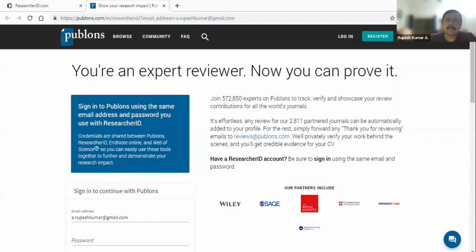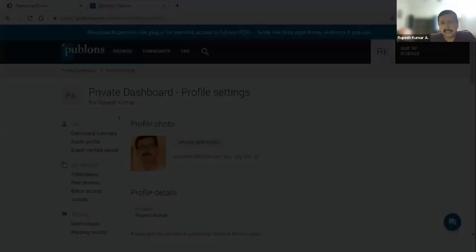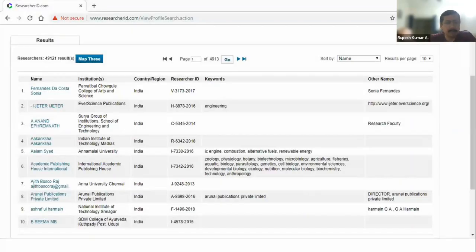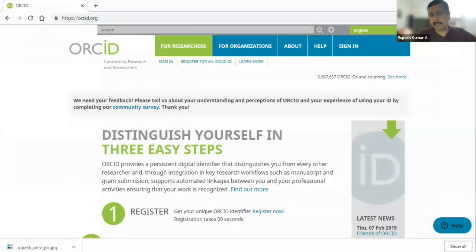Another is Publons. Fortunately, Publons is now integrated with the Web of Science researcher profile. So if you have a Researcher ID account or the Clarivate account, you can also create a Publons account. Okay, so this I have explained here. You need to create a Publons account. So here you can also search for people having Publons accounts and their areas of research. Right, that's about Publons.